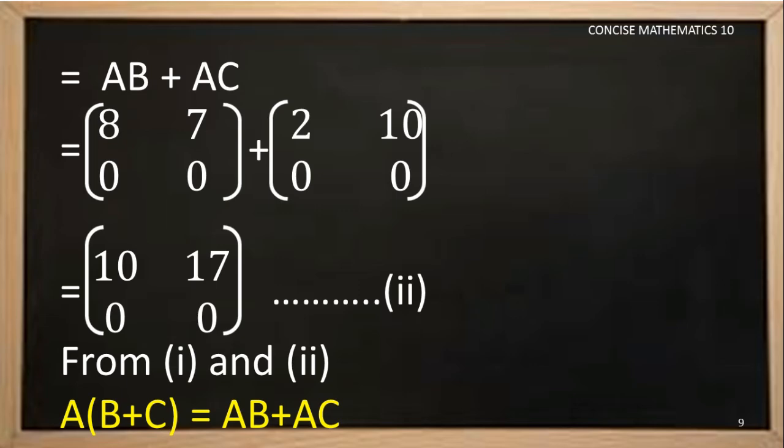Hence, we can say that A(B + C) is equal to AB + AC. With the solution of this problem, we can say that the distributive property of multiplication holds good with matrices.